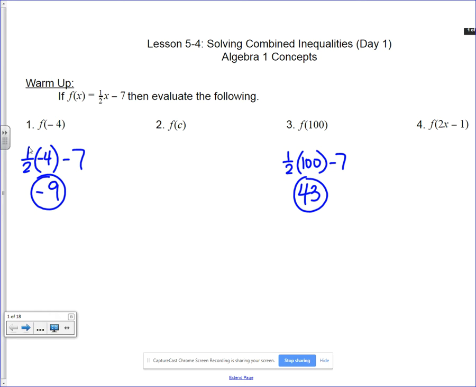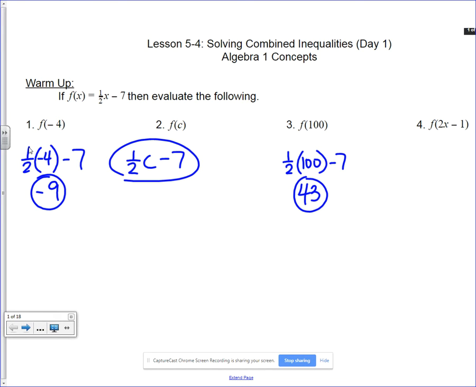Okay, let's come back to number 2 now. What am I plugging in number 2? C. Luke, can you tell me what it would look like if I plugged in a C? Perfect. Now, folks, is there anything that can be combined or distributed or anything of that nature? No, this is it. You leave it just like that.